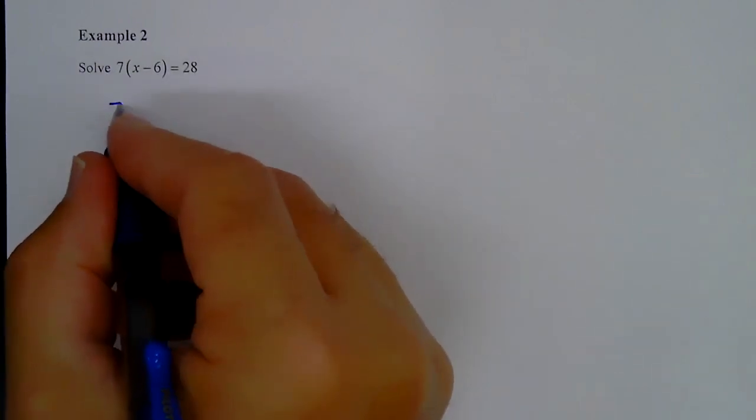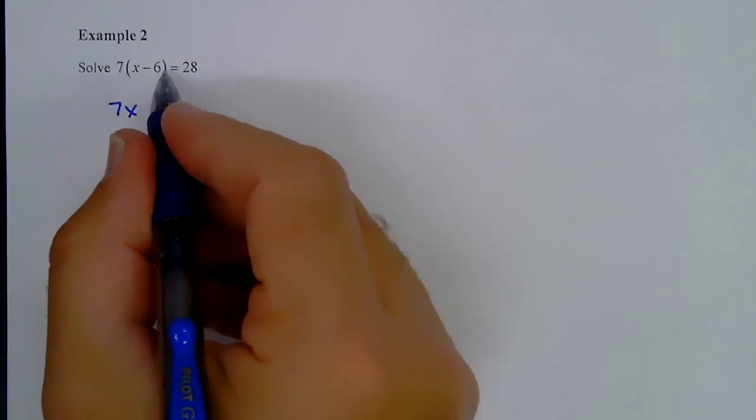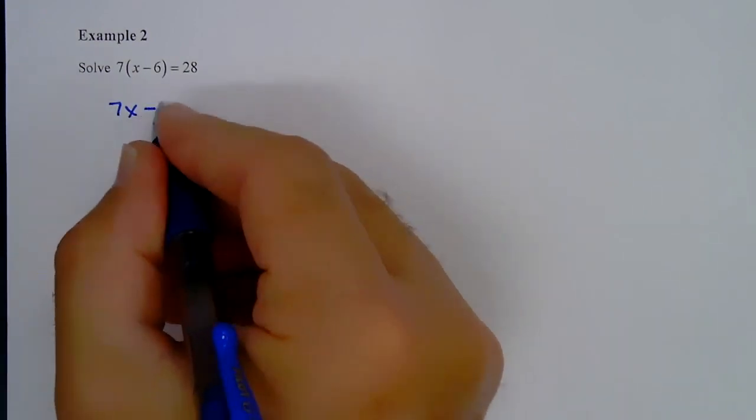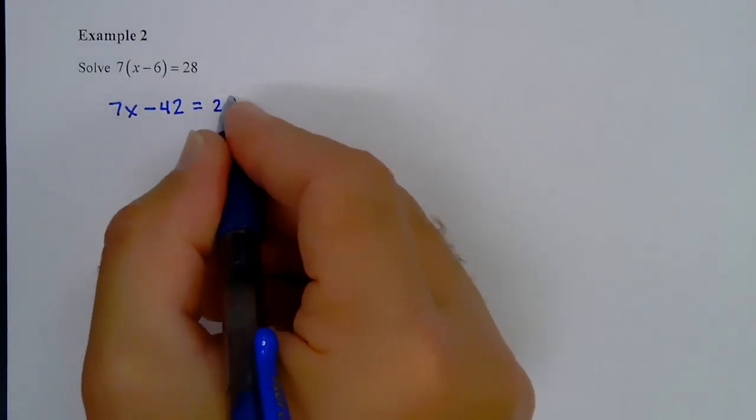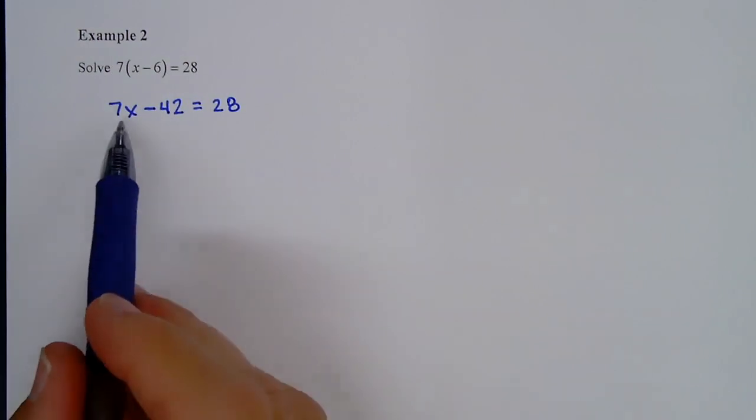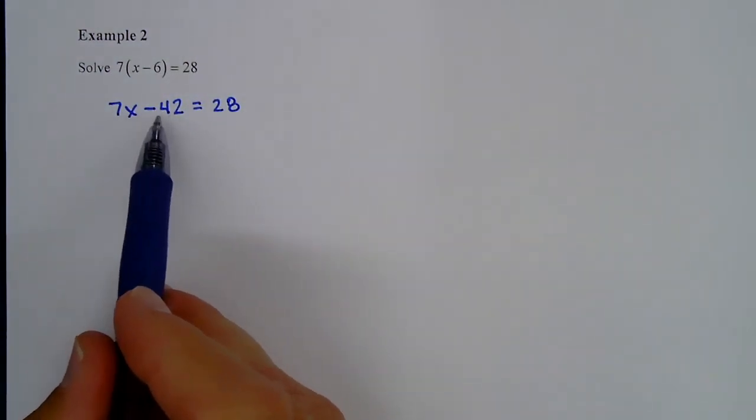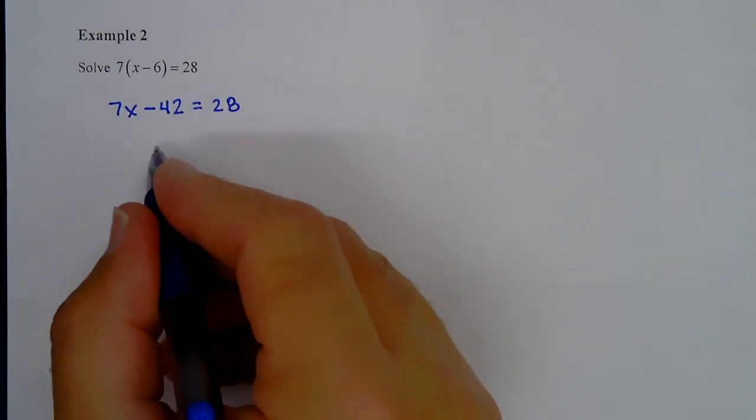So this becomes 7x, so 7 times x, and then 7 times, and we can think of this as being -6, and 7 times -6 is -42. So we're going to write minus 42 is equal to 28, okay? And then it's just a matter of, this is the only term with x, so we're subtracting 42. So to undo subtracting 42, we're going to add 42 to both sides. You don't need to show me that. You can just do it.